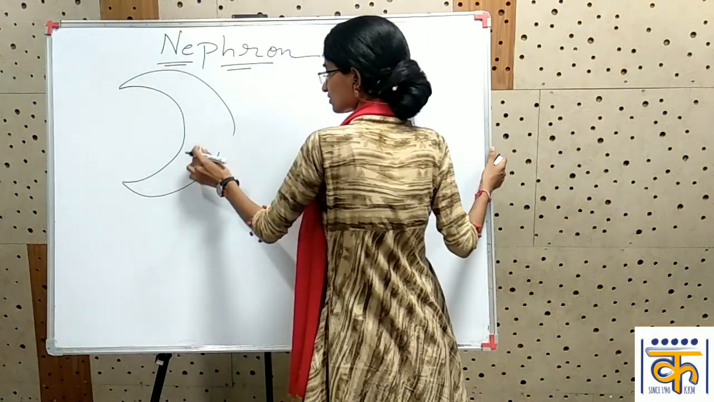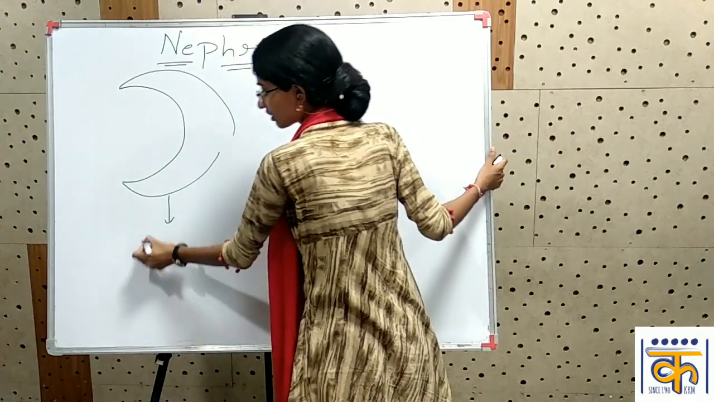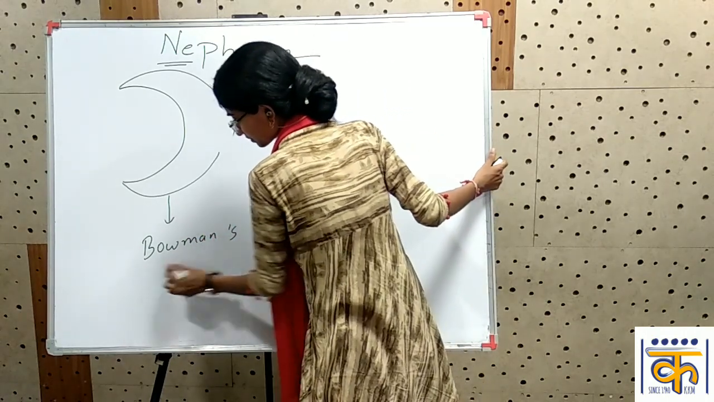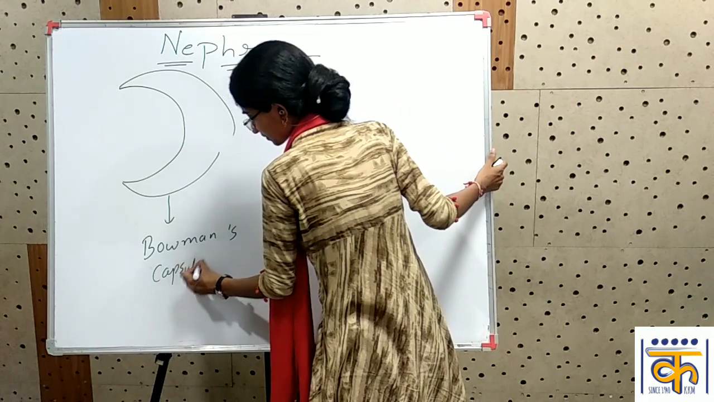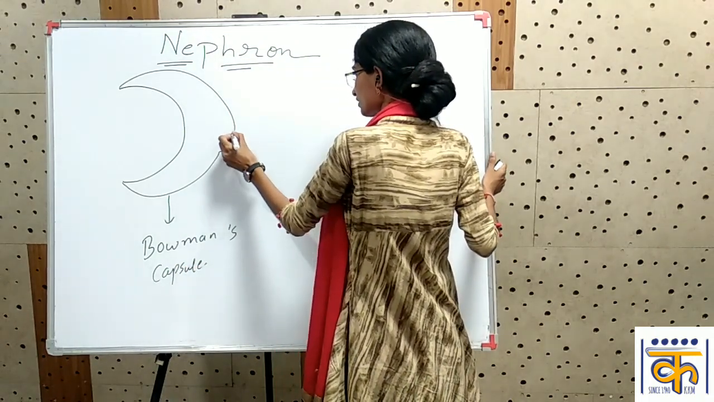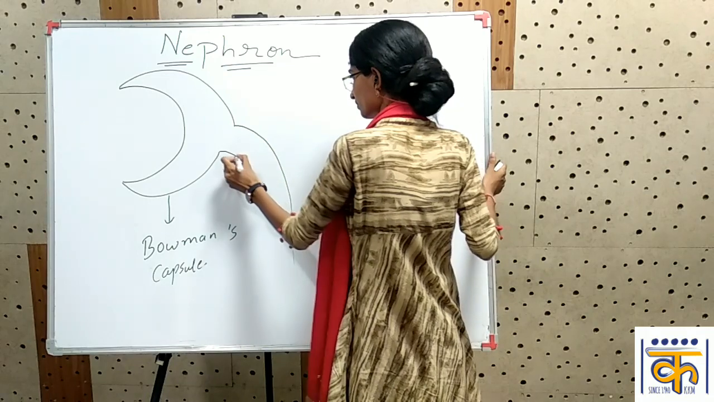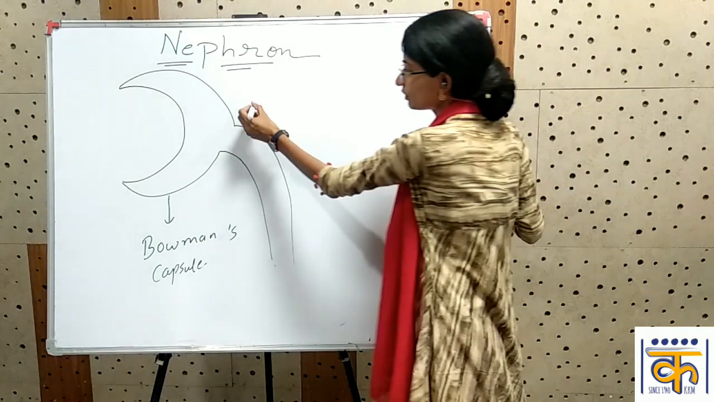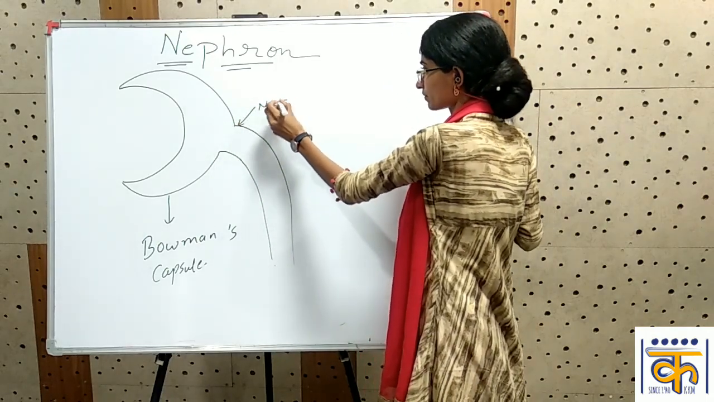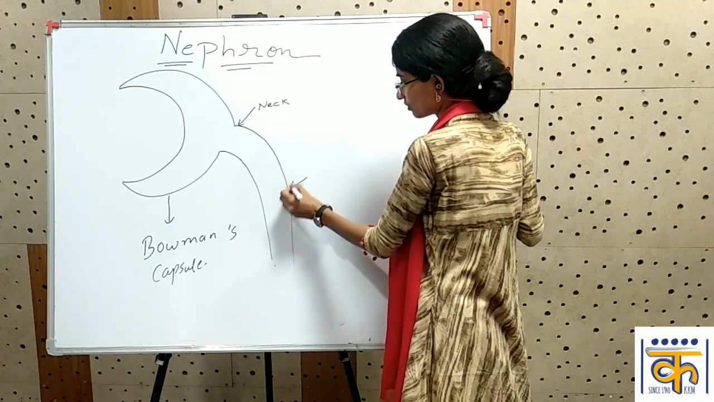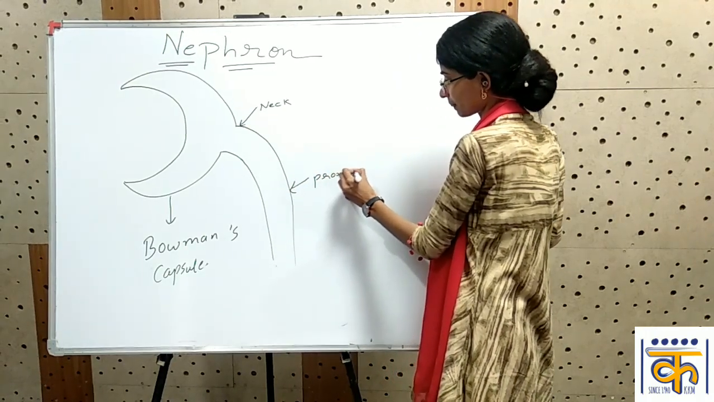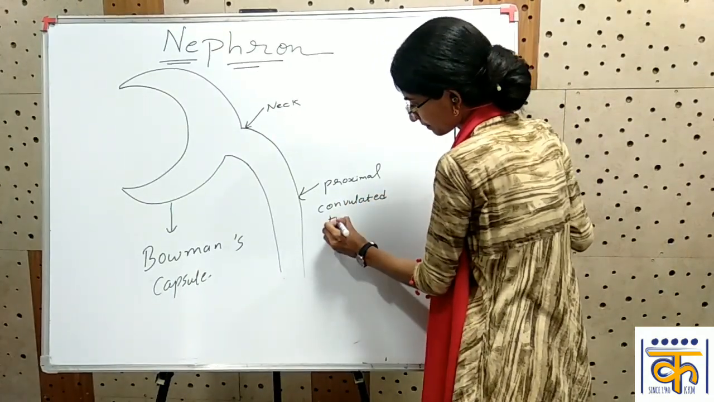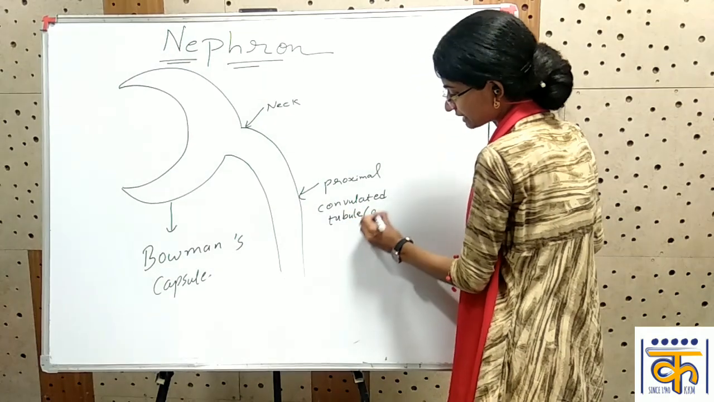Nephron basically consists of a double membrane cup-like structure called Bowman's capsule. It is extended into a tube-like structure. Now the point where the Bowman's capsule opens into the proximal tubule is termed the neck region. The tubule is known as proximal convoluted tubule, or PCT in short.